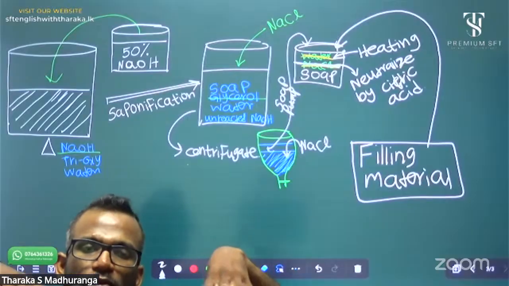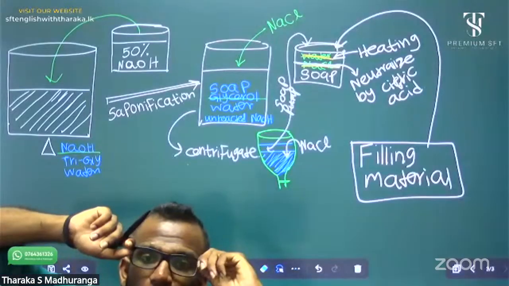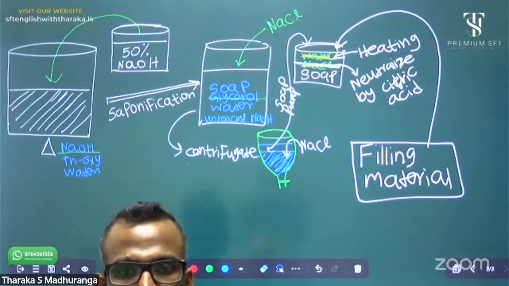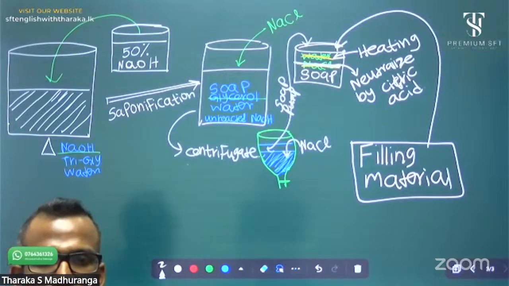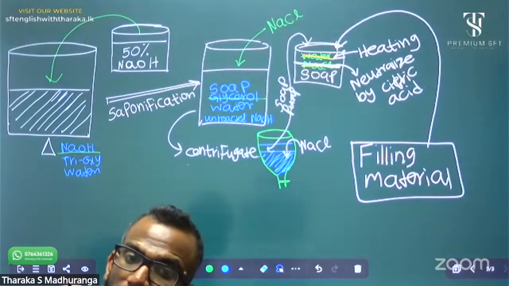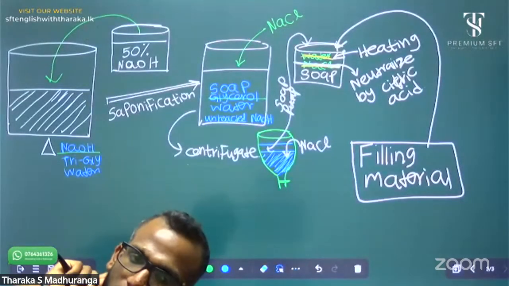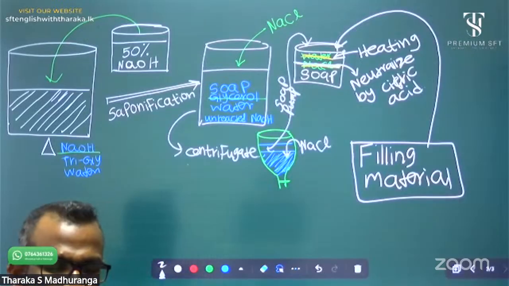If you observe Vim bars clearly, you can see some filling material. What do you think? What are the main filling materials? Pehlan, any idea?